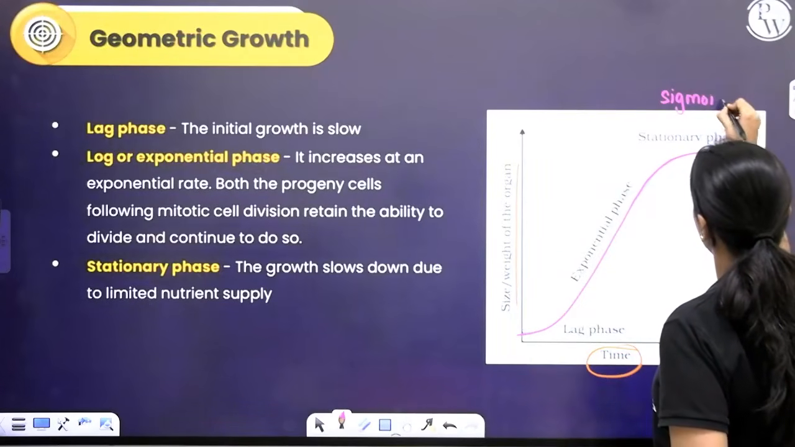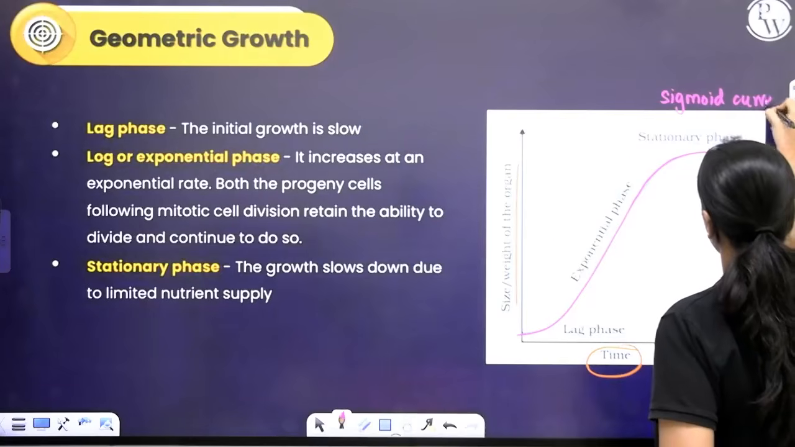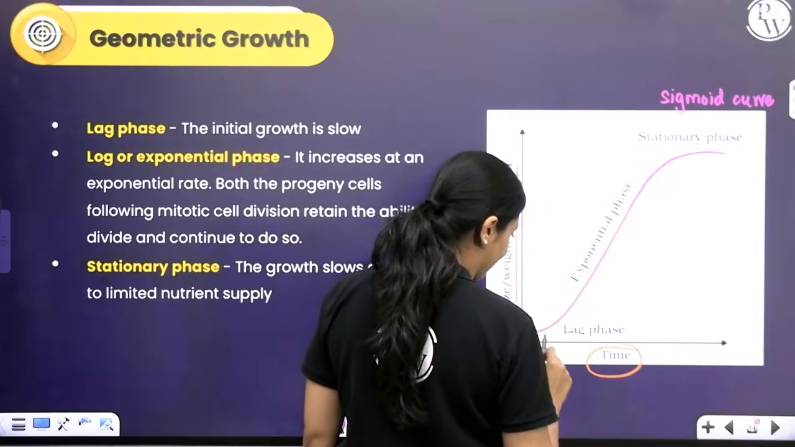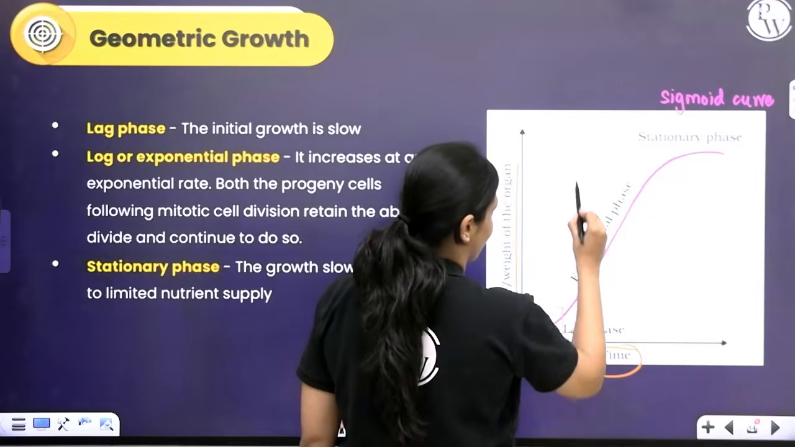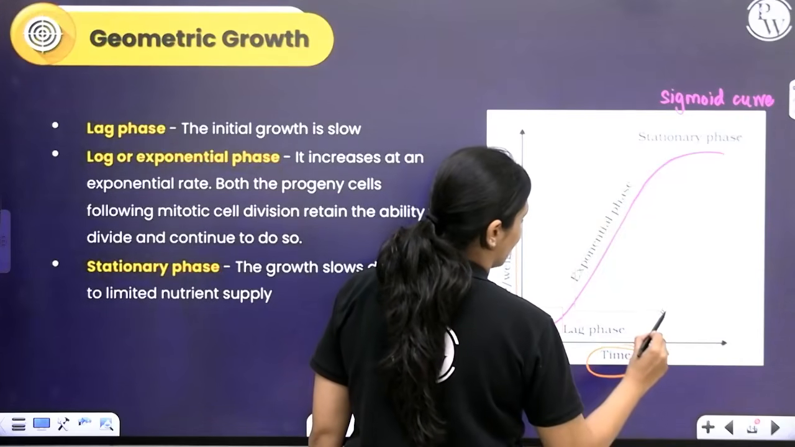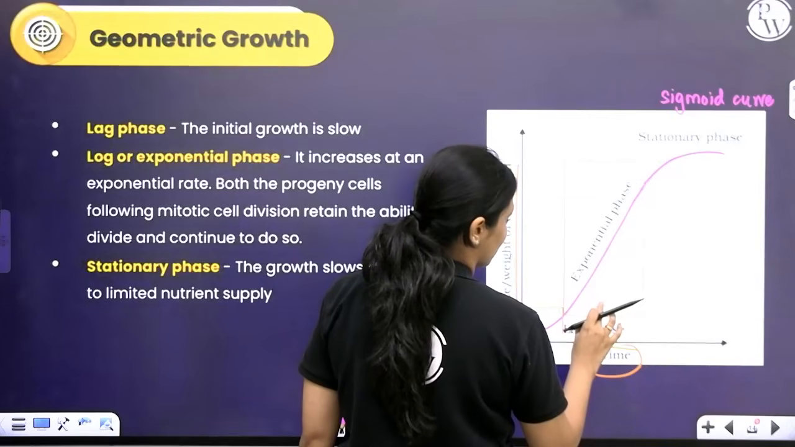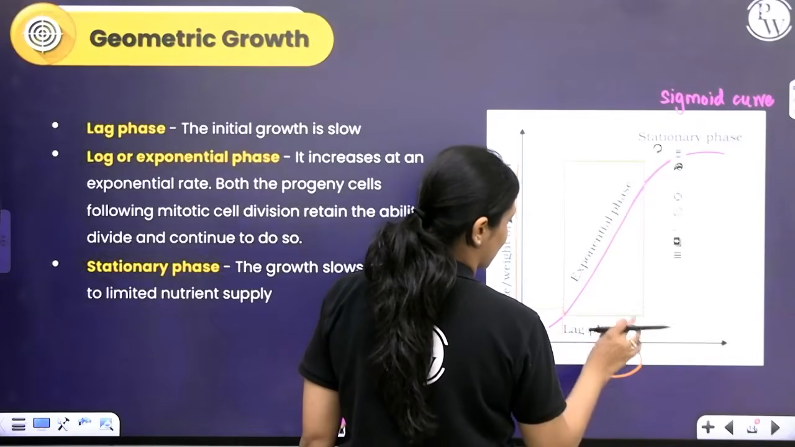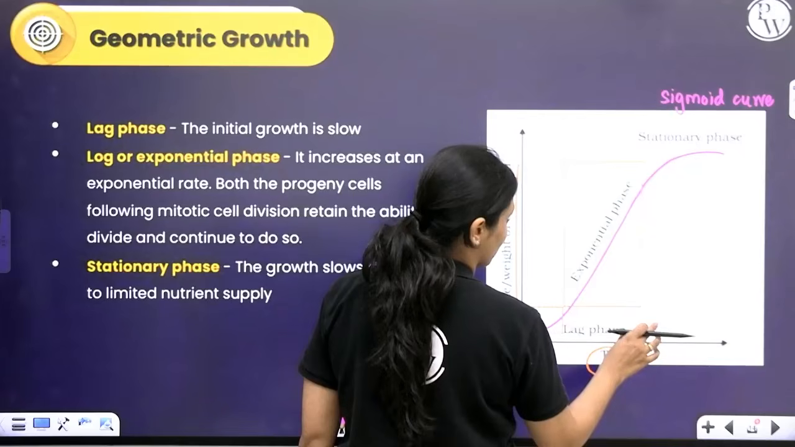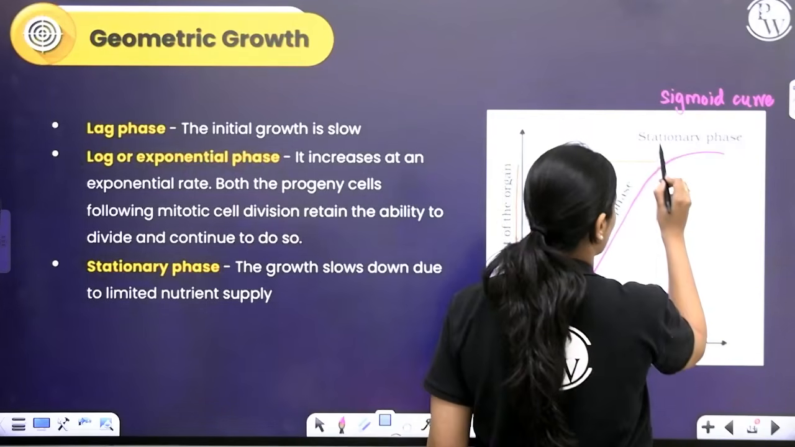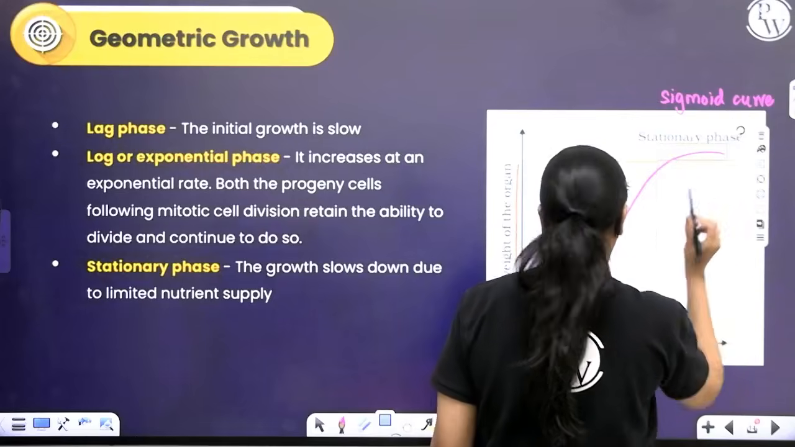In this sigmoid curve, you can see three very distinct phases. You have a lag phase here. You have a log phase here. And then you have a steady phase, or a stationary phase, here.